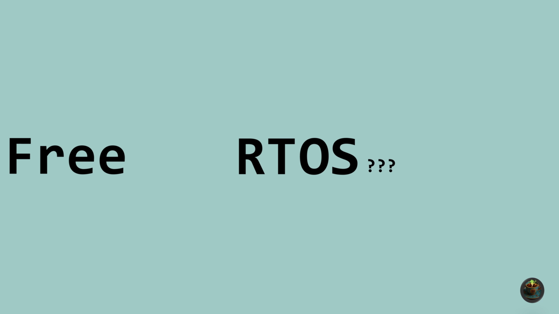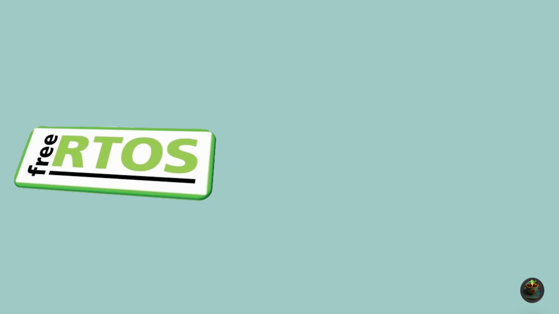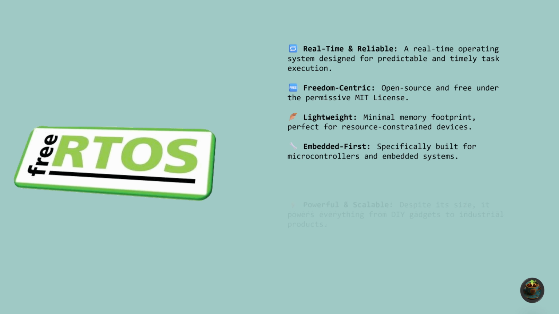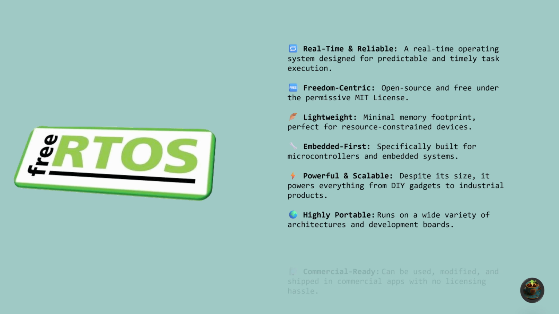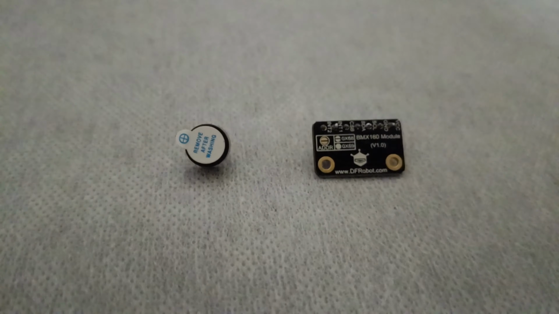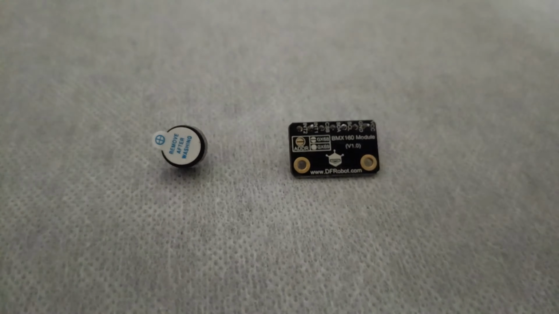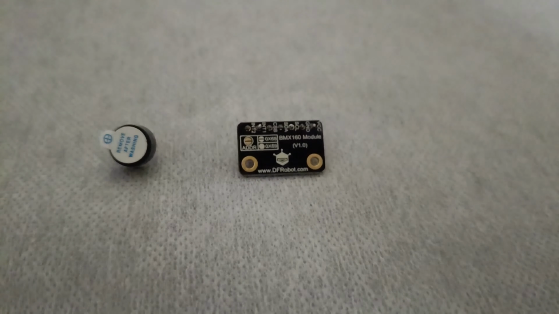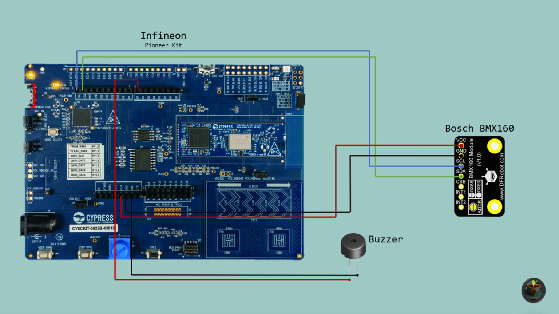So let's enter into FreeRTOS. FreeRTOS is lightweight, open source, and designed specifically for embedded systems. Despite its tiny footprint, it's powerful enough to run on countless microcontrollers. Alright, enough with the theory, let's bring it to life. We're going to build a FreeRTOS-based application. In this application, we will use a 9-axis motion sensor and a simple buzzer, all running on the PSoC 6 Pioneer kit. Now let's see the interface.